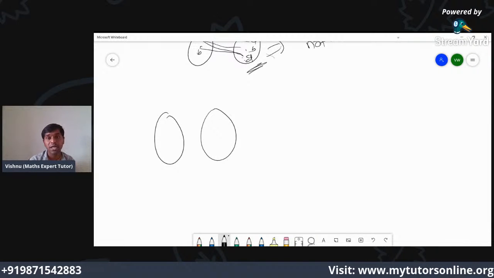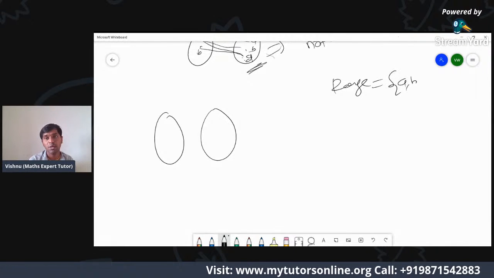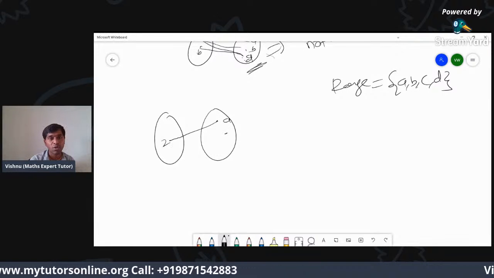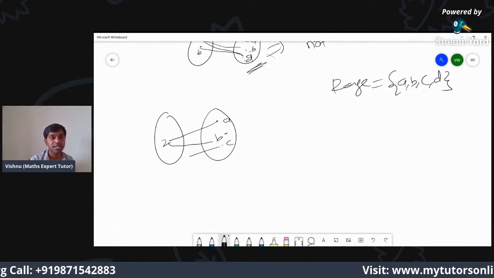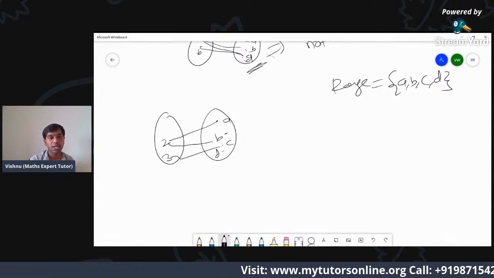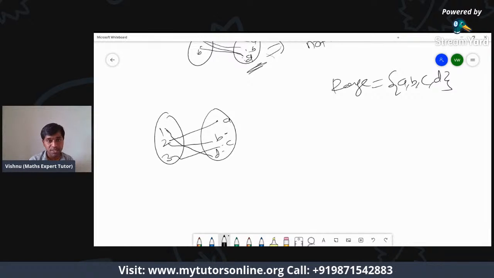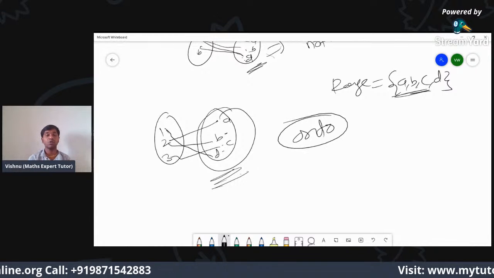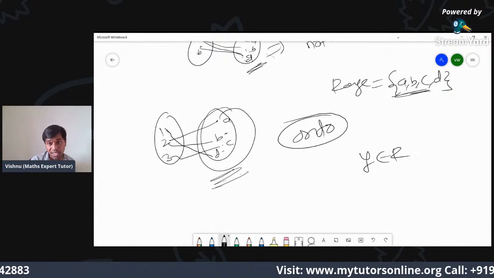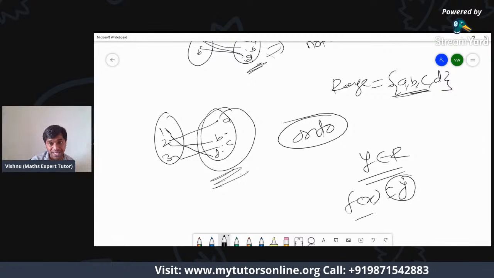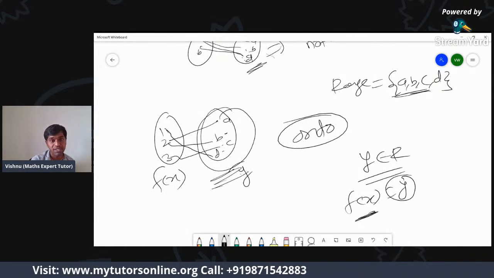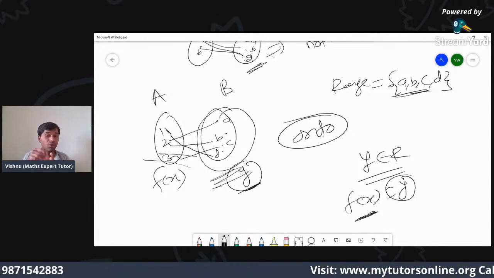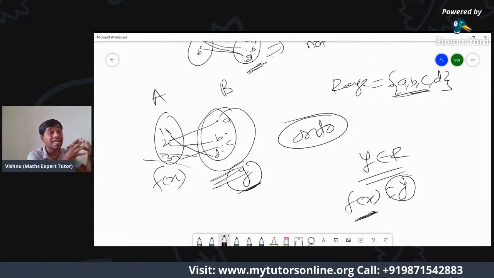But suppose the range for B is A, B, C, D, and for each A there is some value here. Let's say it is 2. For B also it can be 2. C, let's say it is 3. For D, let's say it is 1. If this is the case, the range is as it is A, B, C, D, this is onto. Because for every y in the relation, there is an f of x. For every y, there is some value in set B.